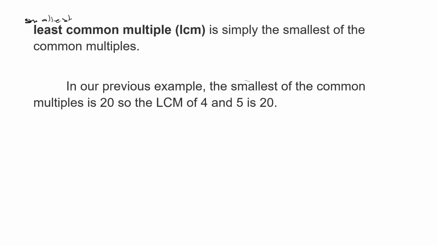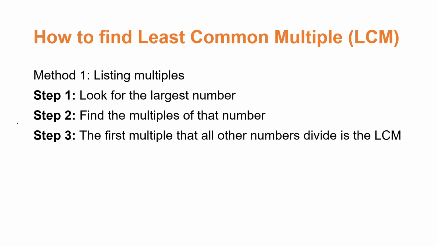So how do we find the LCM? There are two ways. The first way is you list multiples. Like listing common factors, here we list multiples. But instead of listing multiples of more than one number, we're only going to list the multiples of one number, and that number is the largest number. The first step is to look for the largest number and find its multiples, and then the first multiple that all the other numbers divide into is the LCM.